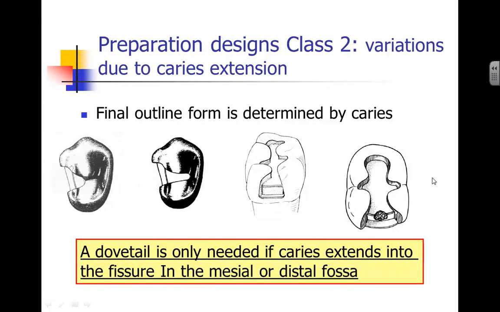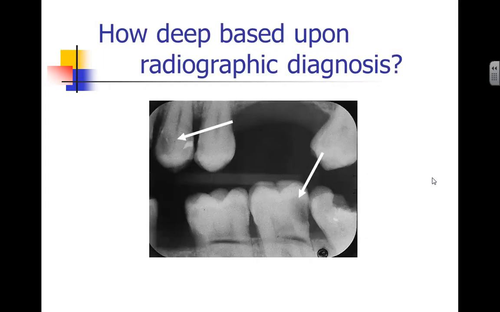Dovetail is only needed if caries extends into the fissure in the mesial or distal fossa. And so our design will have variation depending upon the extension of the caries. Each tooth has a unique outline form determined by the extent of the pathology. So we take a look at how deep the caries can get and how it would extend based upon our radiographic diagnosis.